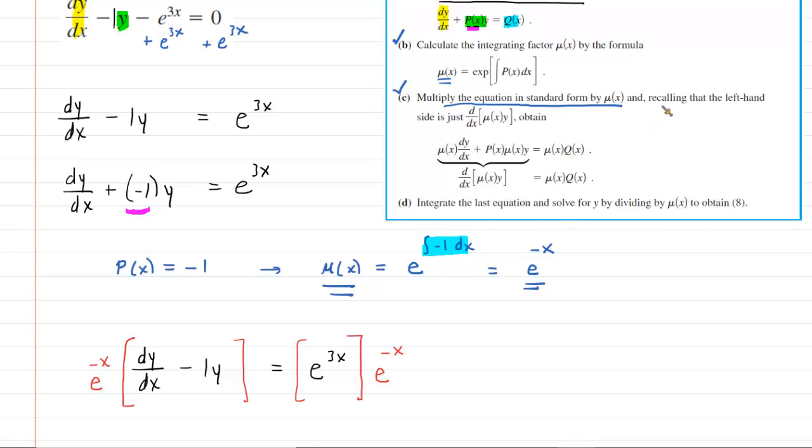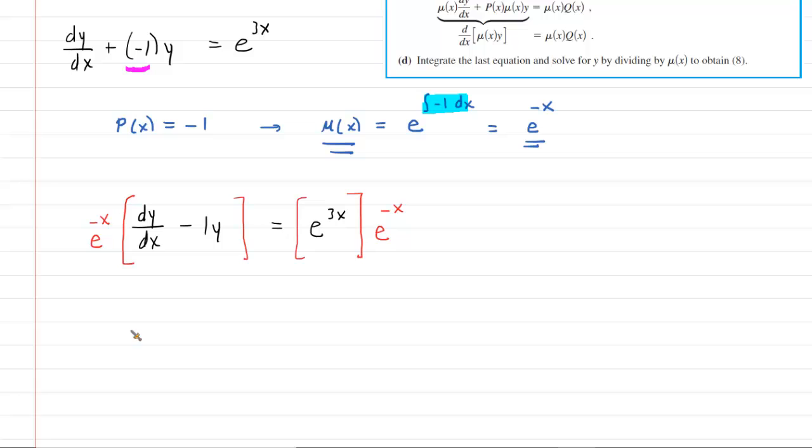And then it says to recall that the left-hand side is just the derivative with respect to x of the integrating factor times y. So what you'll always do in this process is rewrite this left side as the derivative of your integrating factor, which was e to the -x, and then times y. And then this will be done with respect to x.